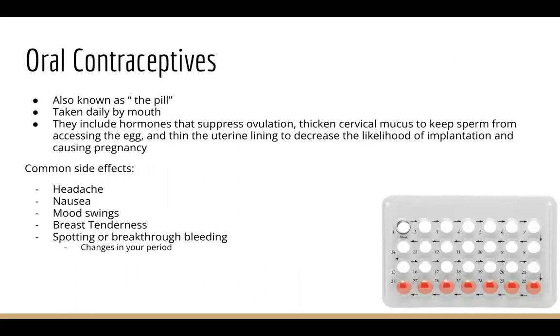So first, oral contraceptives are also known as the pill. They're taken daily by mouth, and so with this pill, it's important to take it at the same time every day. They include hormones that suppress ovulation, thicken the cervical mucus to keep sperm from accessing the egg, as sperm survives in the uterus for 5 days, and thin the uterine lining to decrease the likelihood of implantation and the cause of pregnancy. Common side effects of oral contraceptives include headache, nausea, mood swings, breast tenderness, and spotting or breakthrough bleeding, so changes in your period.